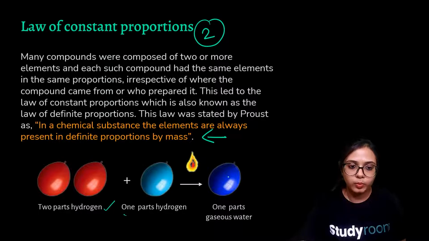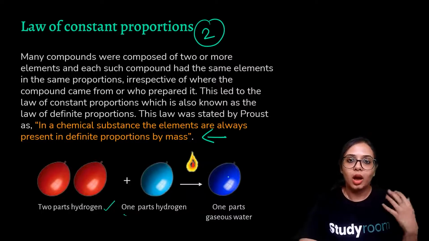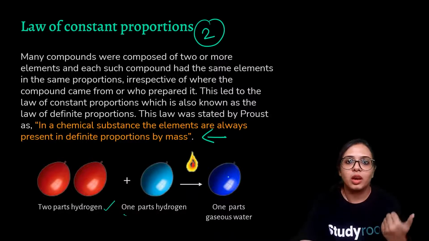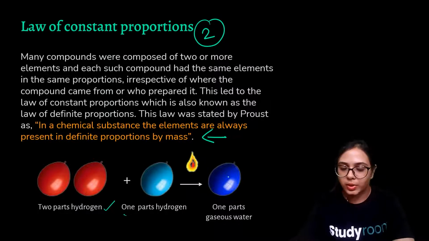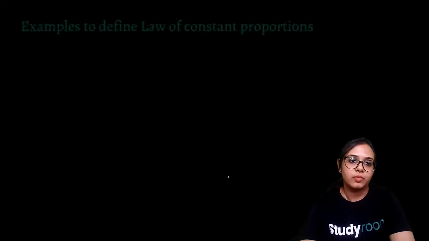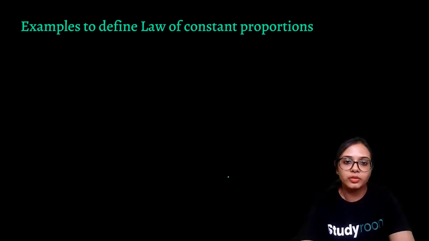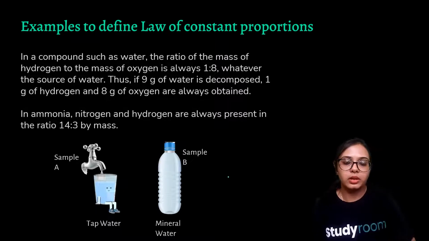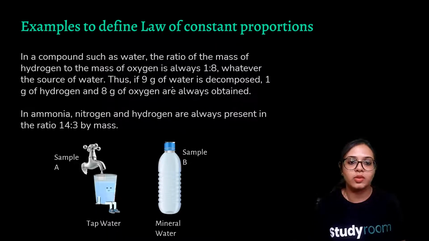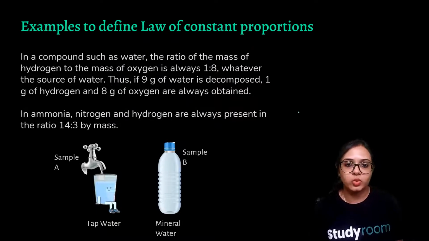And this is how we can determine how elements and various compounds exist in a chemical reaction with each other. Examples to define the law of constant proportions. In a compound such as water, the ratio of the mass of hydrogen to the mass of oxygen is always 1:8. Now this ratio is regarding the mass.